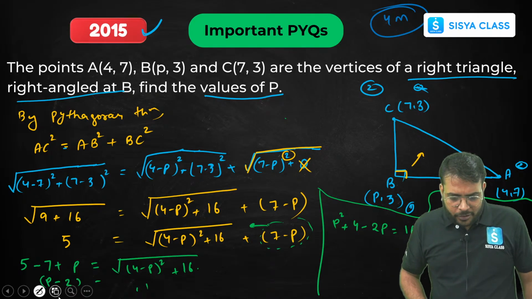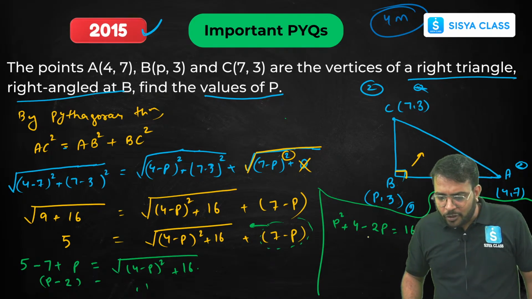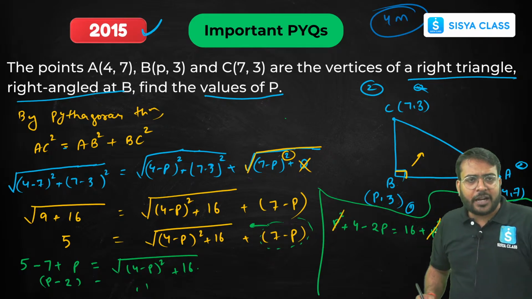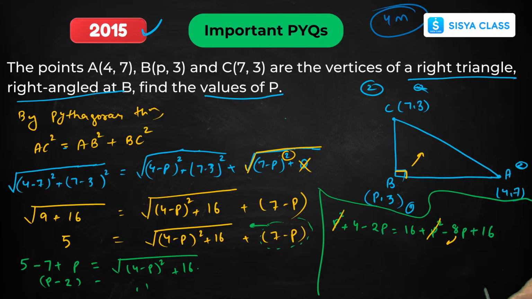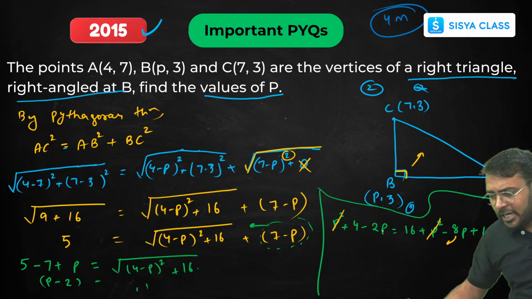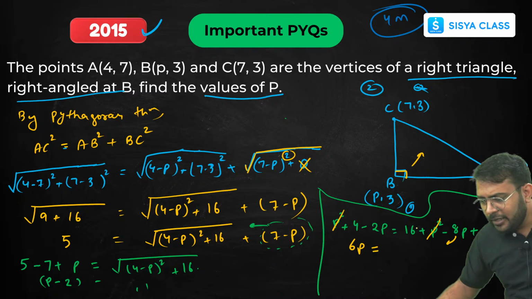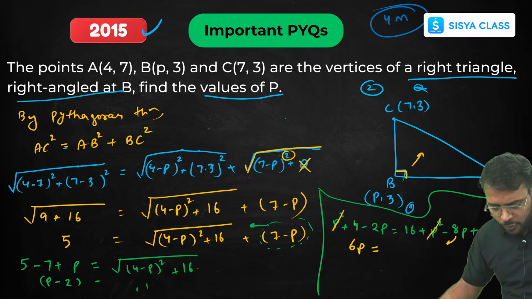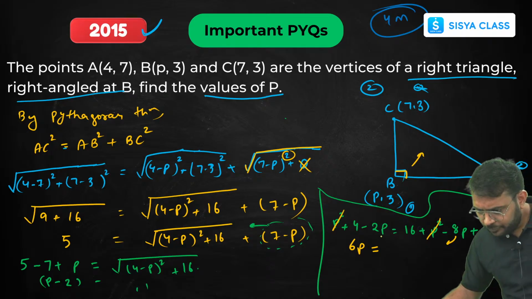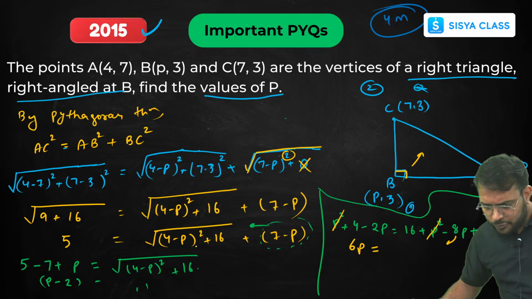Now can we solve this? p square and p square will get cancelled. Minus 8p shall be transferred to the other hand side, so you will get 8p minus 2p, that means 6p. And here, 16 and 16 is 32, 32 minus 4. It is going to be, I think, 28, right? Has something gone wrong? Has some mistake happened?